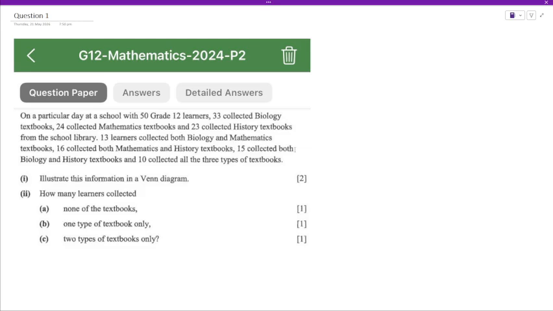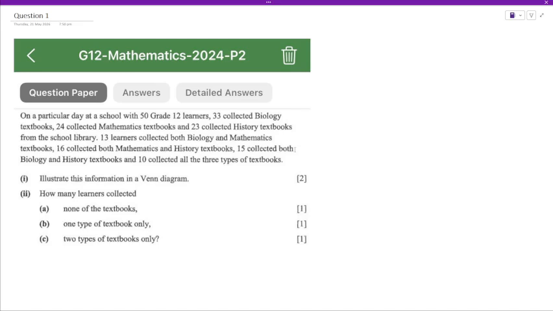So let's go through the question and then we'll figure out how to answer it. The question says, on a particular day at a school with 50 grade 12 learners, 33 collected biology textbooks, 24 collected mathematics textbooks, and 23 collected history textbooks from the school library. 13 learners collected both biology and mathematics textbooks. 16 collected both mathematics and history textbooks. 15 collected both biology and history textbooks. And 10 collected all 3 types of textbooks.